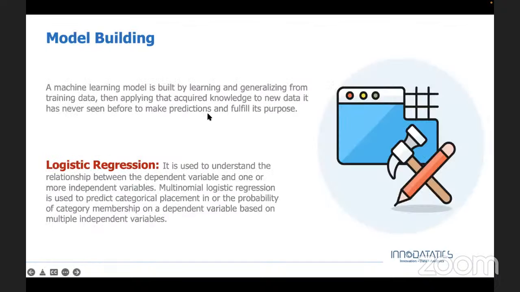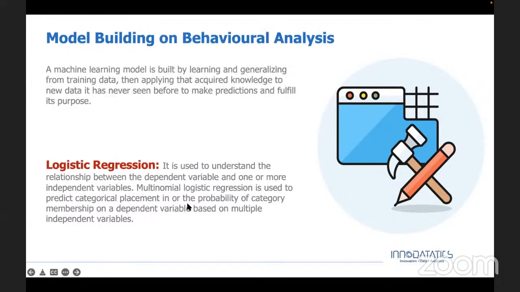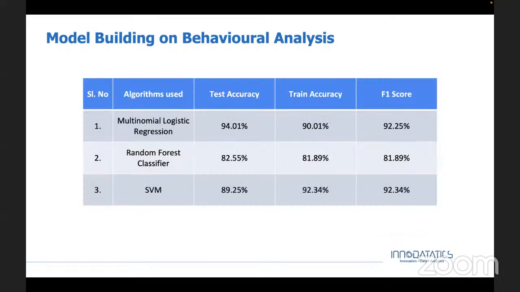And then our team figured out that they can build multinomial logistic regression to predict the categorical data. Okay, it's not logistic, though it's named in that way. It's multinomial logistic regression, which was actually used. And as I've told you, there are 2 different models which the team has built. Model 1 was on behavioral analysis, wherein you have test accuracy, training accuracy, and F1 score. F1 score is the best measure.